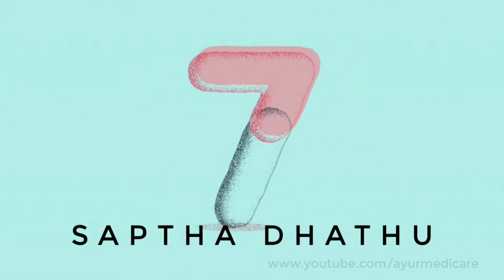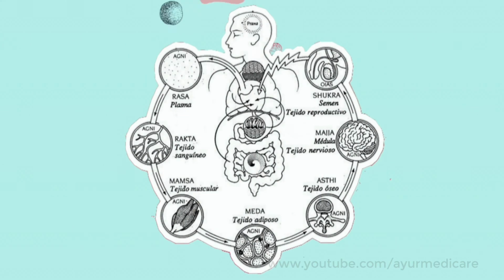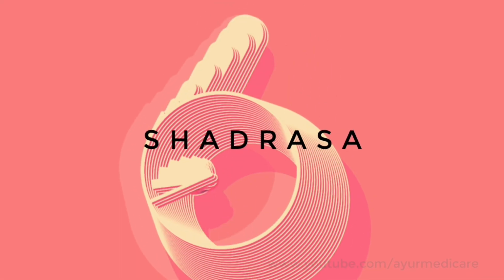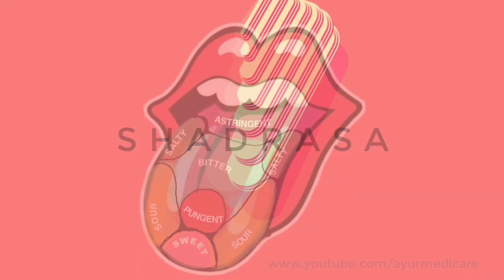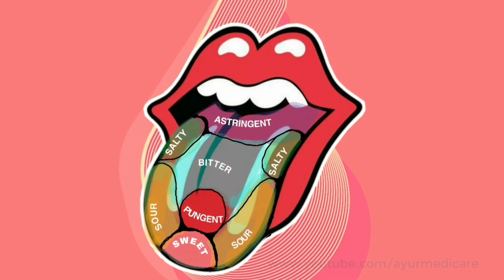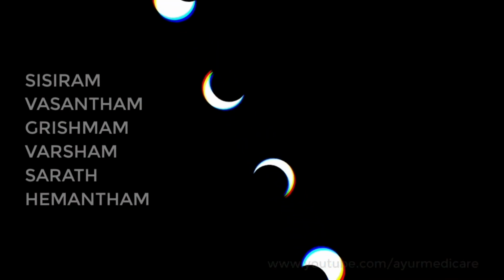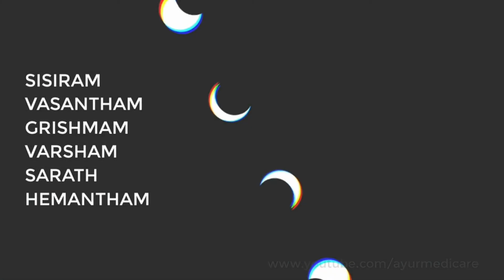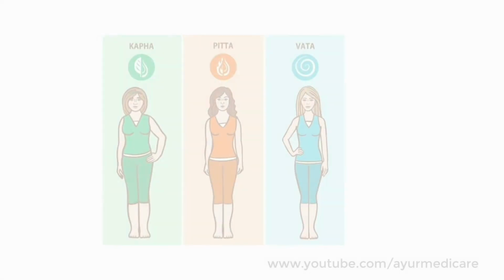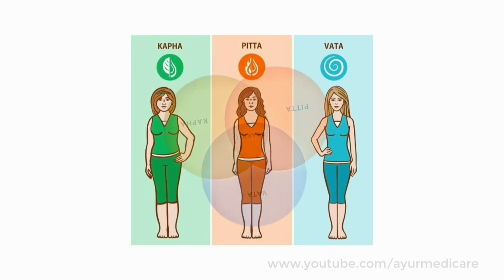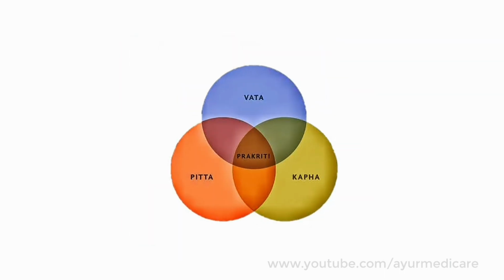Let's see a few examples. There are 7 dhatus or tissues described by Ayurveda by which our body is built up. They also represent the qualities of the 3 doshas. The concept of 6 tastes or shadrasa is also built up on the tridosha theory. Those tastes have an influence on the tridoshas in the same order. Likewise, the seasons in a year also have their own properties classified as kapha, pitta and vata. The concept of prakrithi or individual constitution also is divided based on the tridoshas.